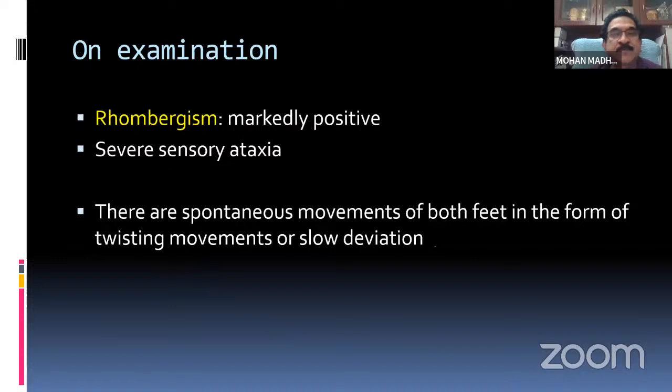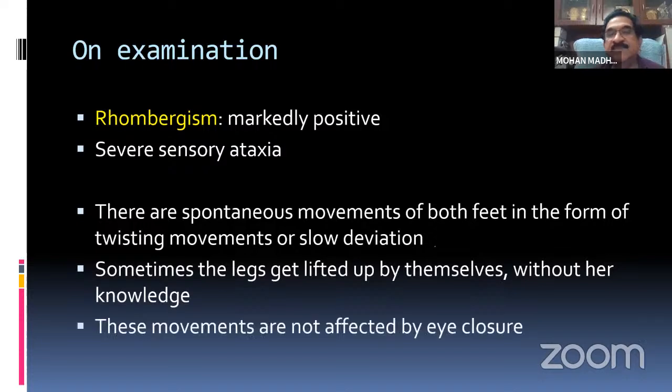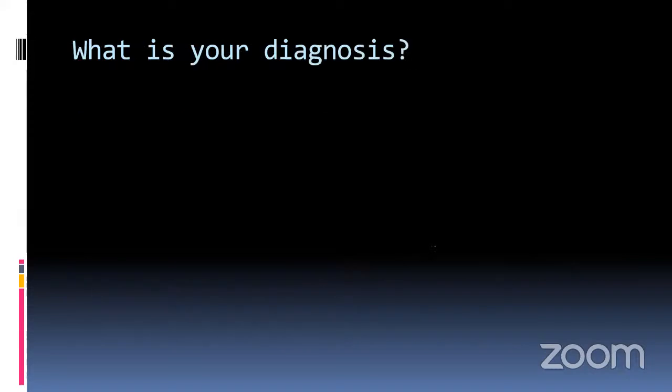There are spontaneous movements of both feet in the form of twisting movements or slow deviation of the feet. Sometimes the legs get lifted by themselves without her knowledge. These movements are not affected by eye closure. The tendon reflexes are all absent.